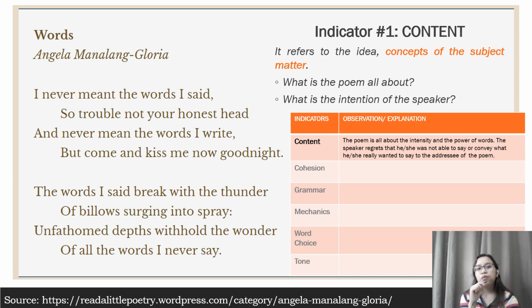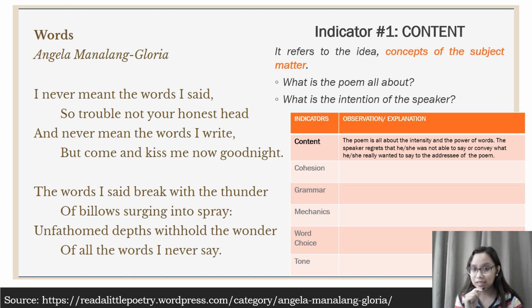So in here, we can say that, alright, we're going to interpret the poem first. So in the first line, it says here, I never meant the words I said. So the speaker probably said something to the other person, but it says here the word never. It says here that I never meant. So maybe the speaker was saying something to the addressee and he just spilled it out of nowhere. So you see, he said something, but he regrets what he said.